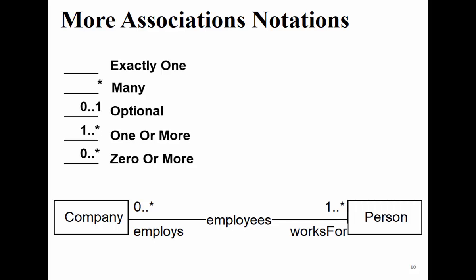Here, for example, is an employee and a company. Between the person and the company, there are two classes. And we can see the person employs, so you have 0 or many employees, and works with one or many companies.